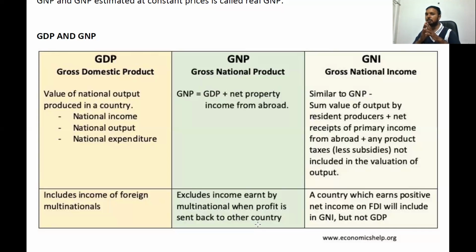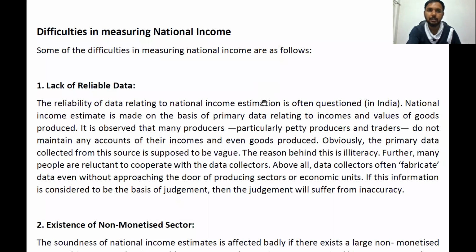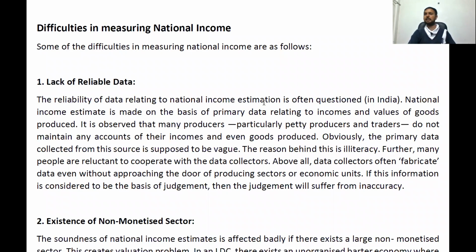So under the GNP, we will not consider the production that is done by some multinational companies. So this is what the GNP is. Now guys, we will move further with our next topic, that is difficulties in measuring national income. So guys, what are the difficulties that we face in measuring national income?